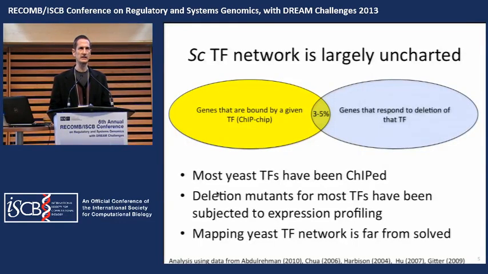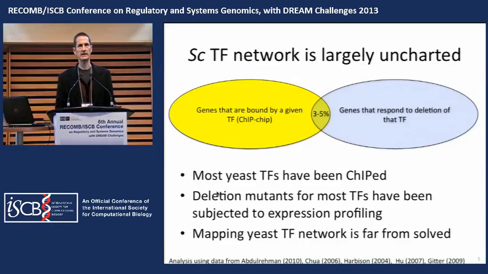Saccharomyces cerevisiae is a perfect model in which to develop these types of algorithms because most of the transcription factors have been subjected to in vivo binding analysis by ChIP-seq, and strains deleted for most of the transcription factors have been subjected to expression profiling. Unfortunately, these two data sources don't agree very well, with the genes whose promoters are bound by a transcription factor and the genes whose expression changes when that transcription factor is deleted overlapping typically by about 3 to 5%.